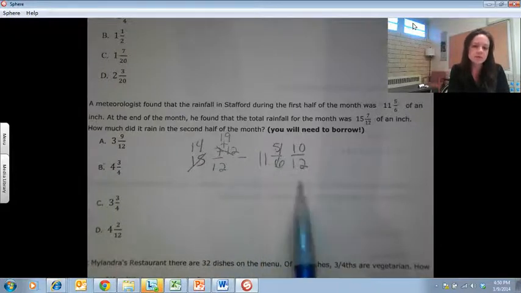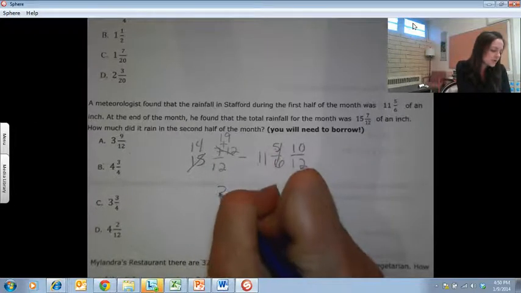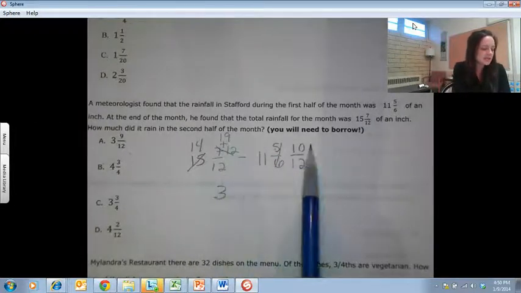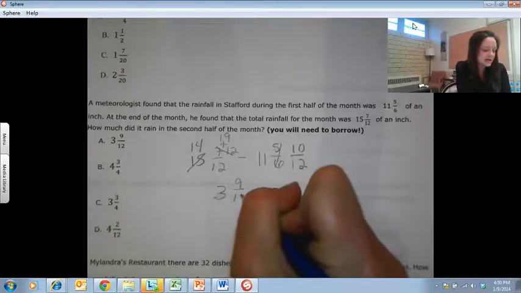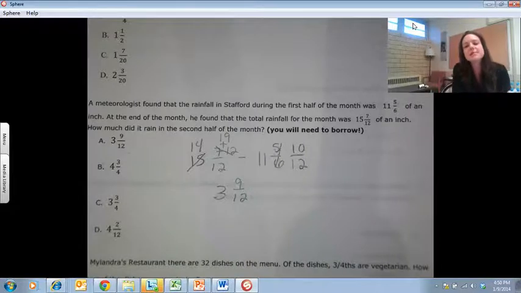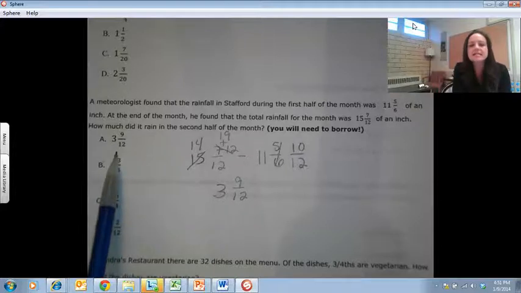Let's start with the whole numbers. 14 minus 11 is 3. The numerators, 19 minus 10 is 9. And the denominator stays 12. However, I tried to trick you. I put this answer here, but that is not the answer that I want you to choose. Hopefully you already know why.